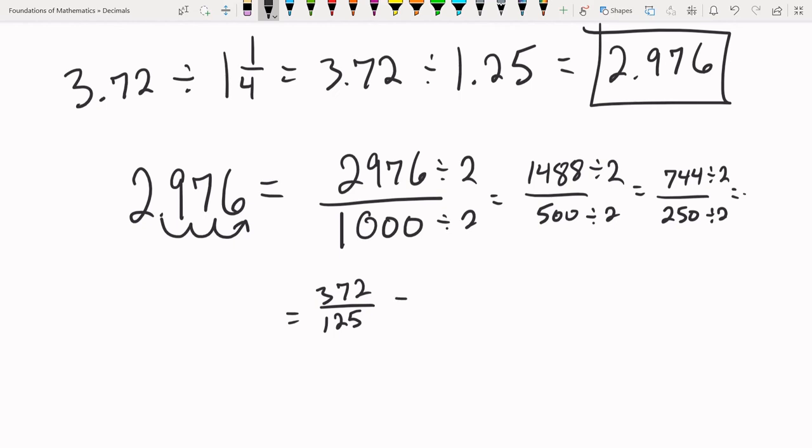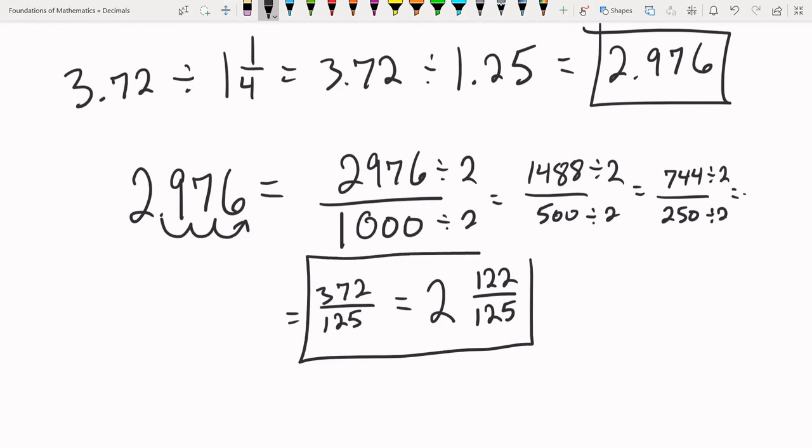We could write this as a mixed number by asking how many times can 125 go into 372? Going over twice. 2 times 125 is 250. Then we take that away from the 372, and that gives us 122 over 125. And 122 over 125 is completely reduced. So that would be our answer there.